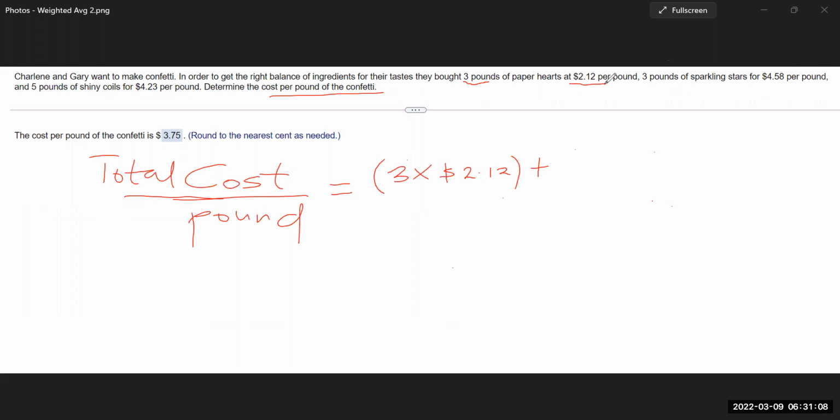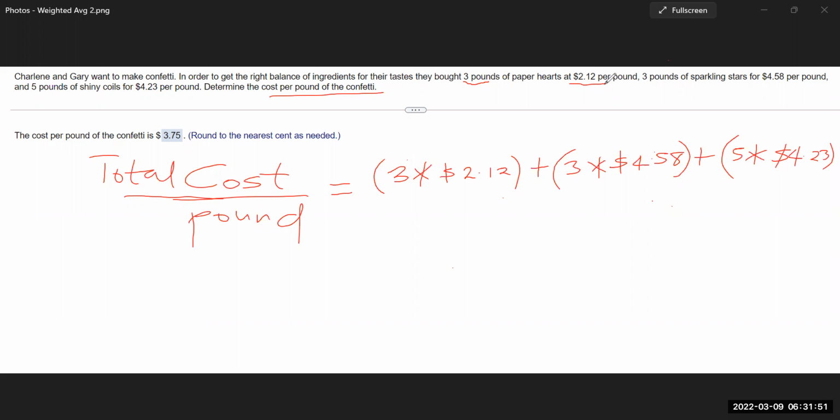Now we have to add that to how much was spent on sparkling stars. Okay, and they got 3 pounds of that as well. So we multiply. So that is how much they spent on that. And then they also spent some money on shiny quills. And how many of that? So they did 5 pounds. Okay, and that's how I do my multiplication to differentiate between my x. So 5 pounds times $4.23.